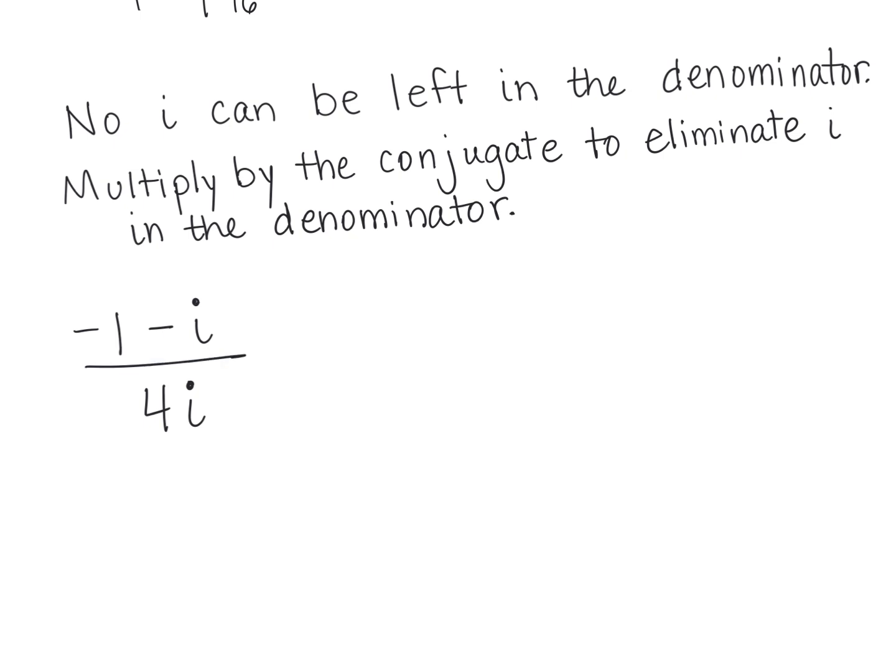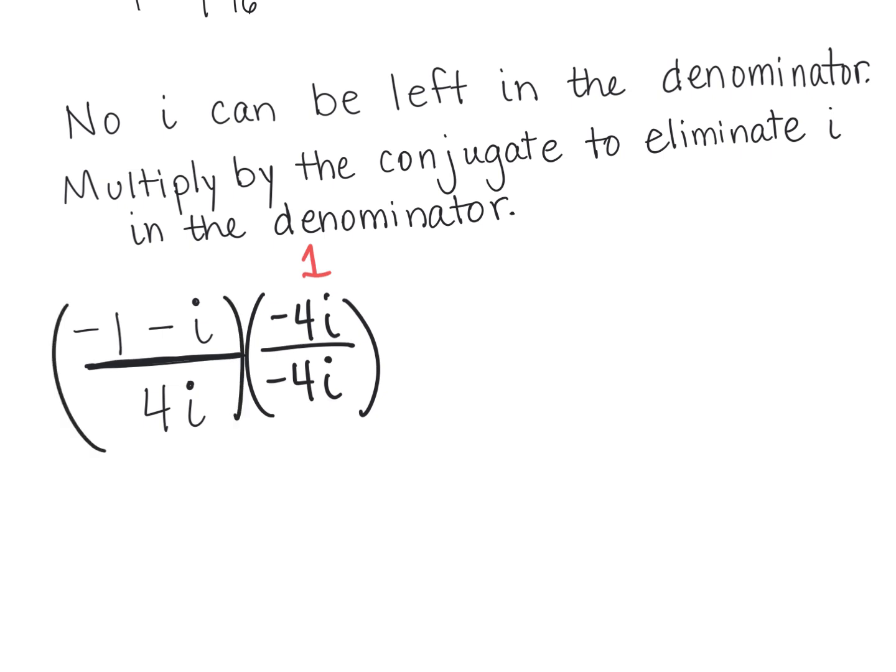Now, I can't just multiply by that on the denominator. I have to do it also in the numerator. So essentially right here, what I'm doing is multiplying by the number 1. And in doing so, I have to be sure to keep these in parentheses.